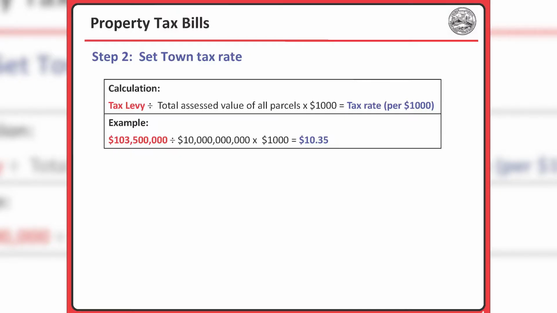In the example on your screen, the tax levy from Step 1, $103.5 million, is divided by the total assessed value of all the town's taxable property, $10 billion in this example. Massachusetts property tax rates are commonly expressed in thousands of dollars of assessed value, so this amount is multiplied by $1,000 to arrive at a tax rate of $10.35 per $1,000 in assessed value.